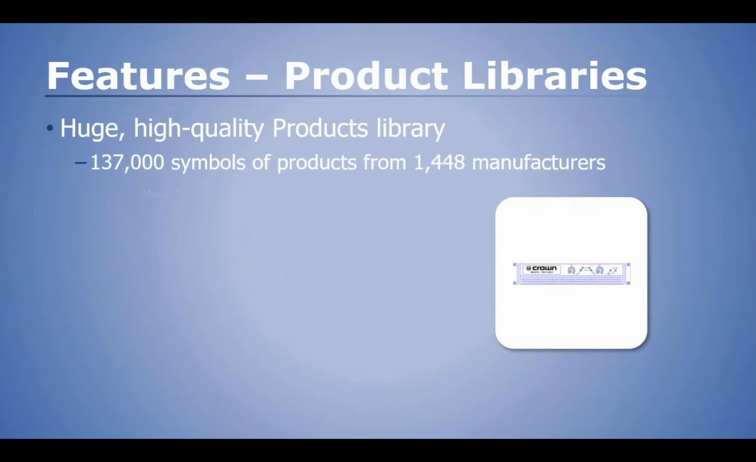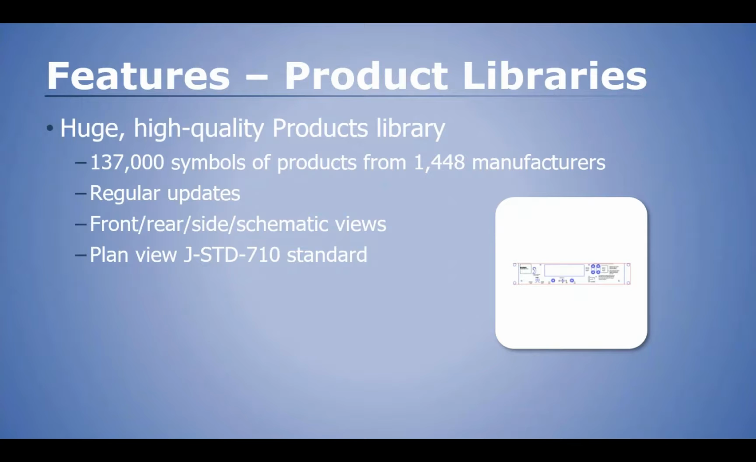So in Stardraw Design 7.3, we have a huge high quality library of line art of products from manufacturers. So today, this contains over 137,000 symbols of products from nearly 1,500 industry manufacturers. The symbols show products for the different drawing modules. So we have the block schematic view, the high detail front and rear views for rack layouts. We have the panel layouts view, the pictorial schematics view, and so forth and so on. And we update these libraries on a regular basis. We publish new products pretty much every business day.